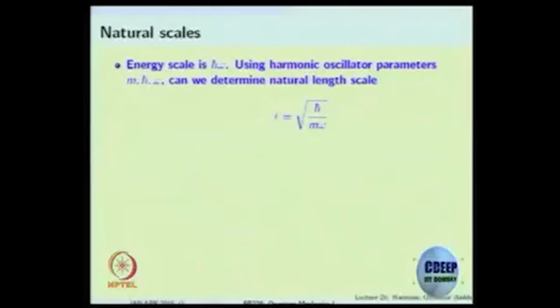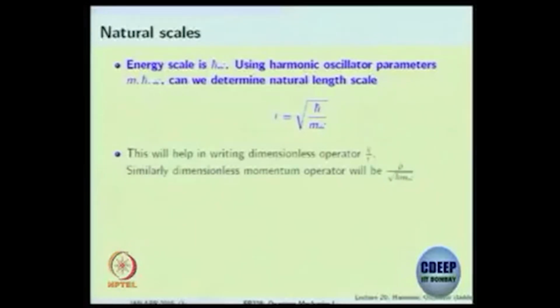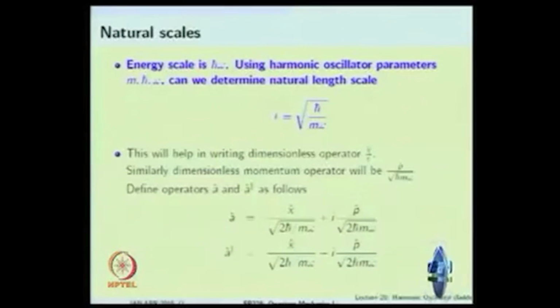So we can determine this natural length scale, root of h cross by m omega, and you can write the dimensionless operator as the position operator divided by this length scale. Similarly, you can write the momentum operator. So this is going to be an algebra of linear operators. This is a theoretical idea.